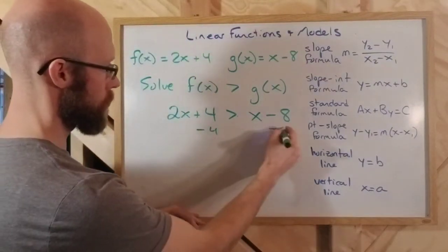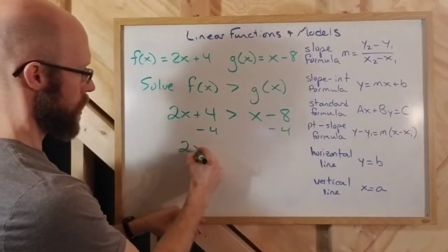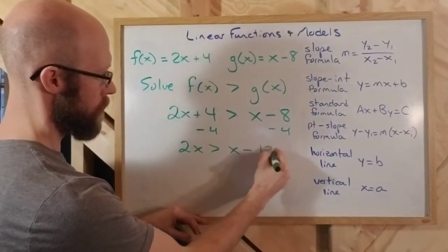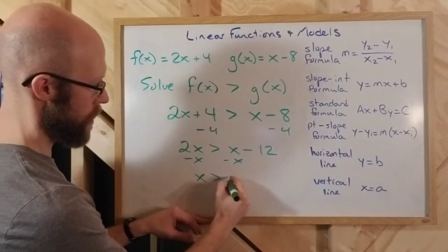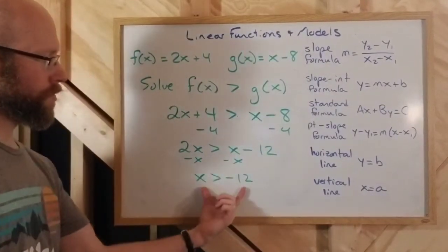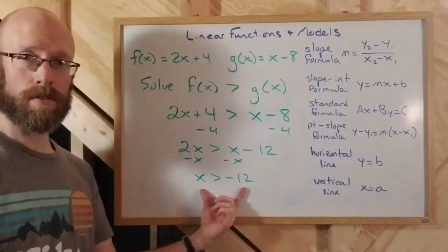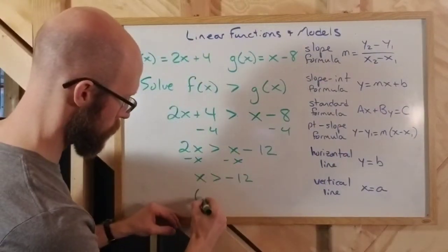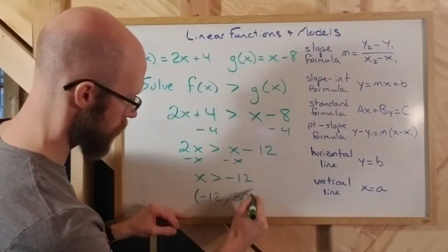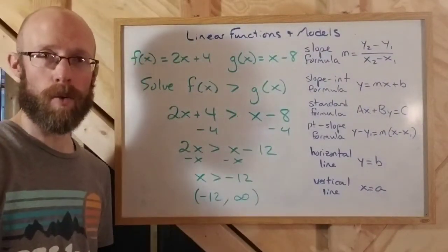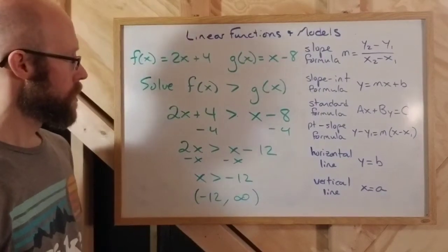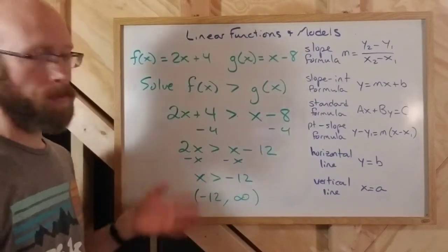I subtract off the 4 here, I get 2x is greater than x minus 12. I subtract off the x, and I get x is greater than negative 12. This interval, the corresponding interval I should say, from negative 12 to infinity, would then solve the corresponding inequality. Okay? Alright, so that's an example of some other things you can do.